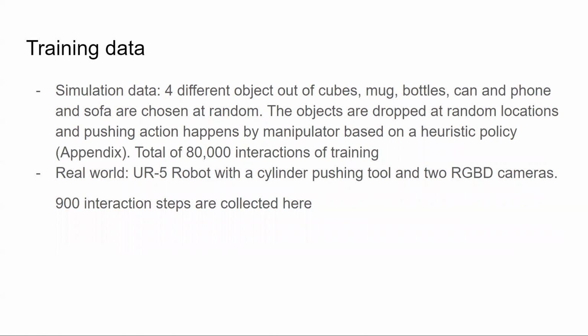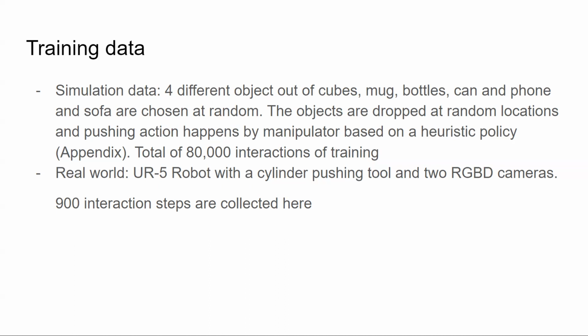The locations of the objects are created by dropping them at random, and pushing happens by taking a manipulator with a heuristic policy. They have explained that in the appendix a little bit: this is the world, this is the scene that can be seen by the camera, so you're not supposed to exceed the scene or move beyond a particular value, and the motion happens at a constant velocity. They have explained these heuristics in the appendix. They have generated 80,000 interactions for the training data.